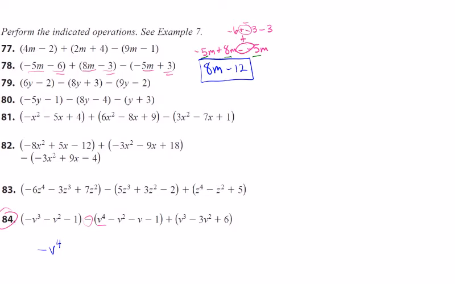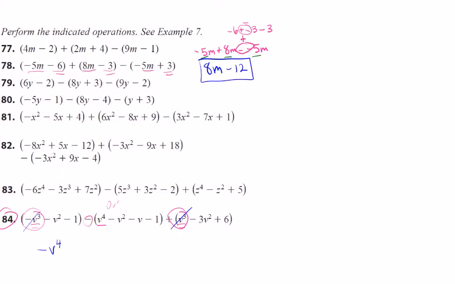All right, the next term I'm going to look at is the cube term. So I have negative v cubed, there's a 0v cubed here, and then I have a positive v cubed, right? So negative v cubed plus v cubed is 0v cubed. So those basically cancel each other out.